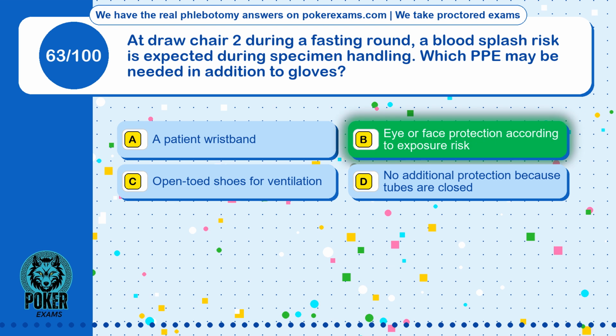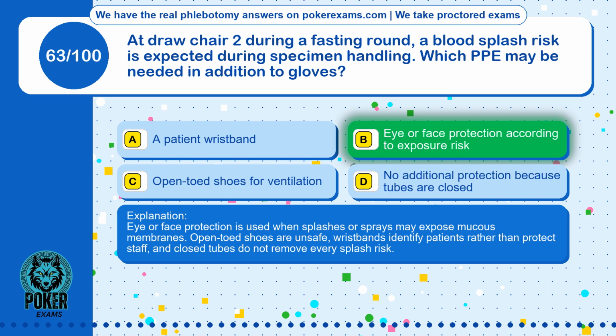The correct answer is option B. Eye or face protection according to exposure risk. Eye or face protection is used when splashes or sprays may expose mucous membranes. Open-toed shoes are unsafe, wristbands identify patients rather than protect staff, and closed tubes do not remove every splash risk.